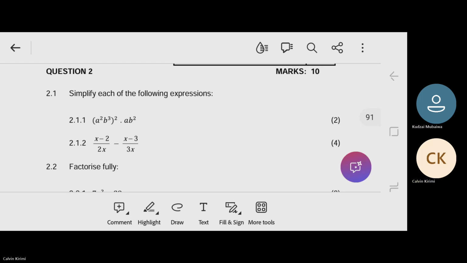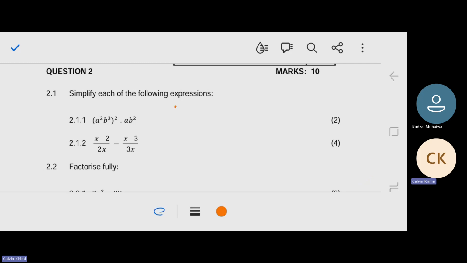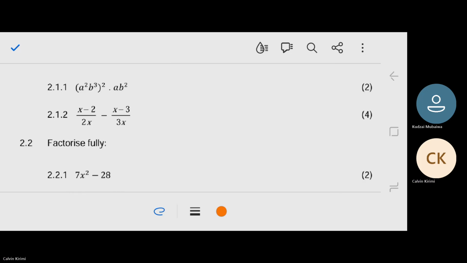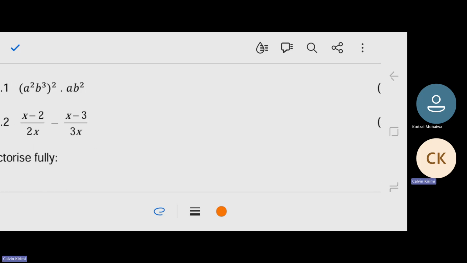Yes, sir. Right. So our first step, we said we are going to multiply each term by the LCM. So what is the LCM of 2x and 3x? What is the lowest common multiple? It's 6x. All right. So when you multiply by 6x each term, it's going to be like that.